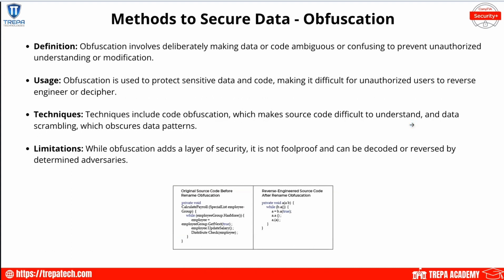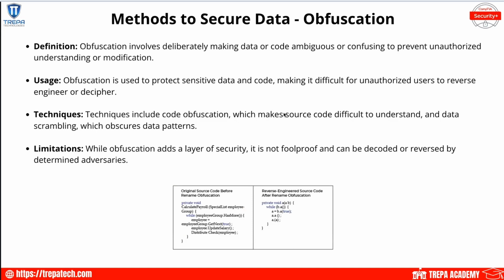Obfuscation. So obfuscation involves deliberately making data or code ambiguous or confusing to prevent unauthorized understanding or modification. So obfuscation is used to protect sensitive data in code, making it difficult to understand and making it difficult for unauthorized users to reverse engineer or decipher.